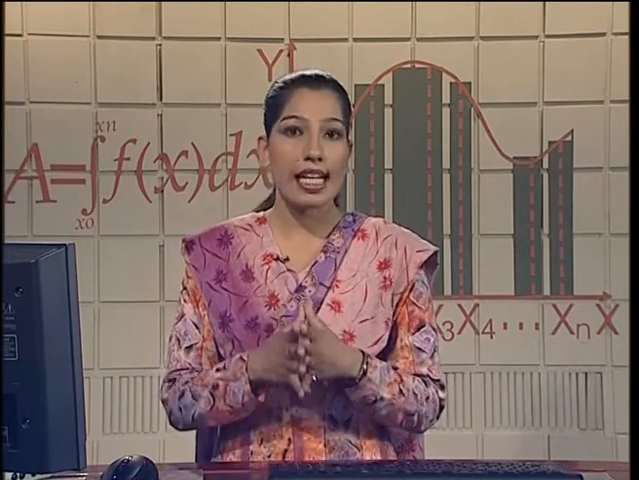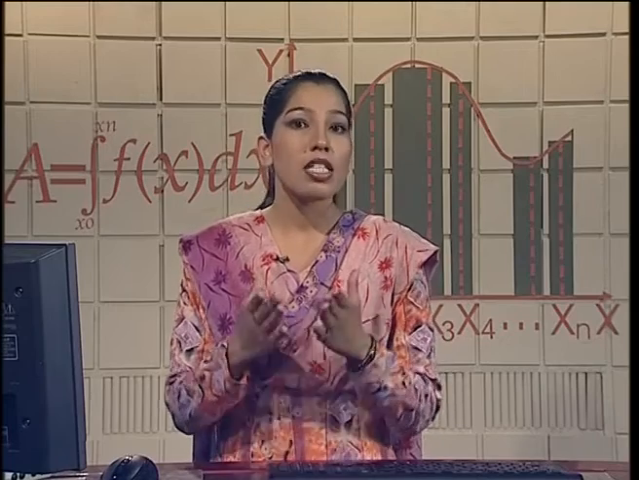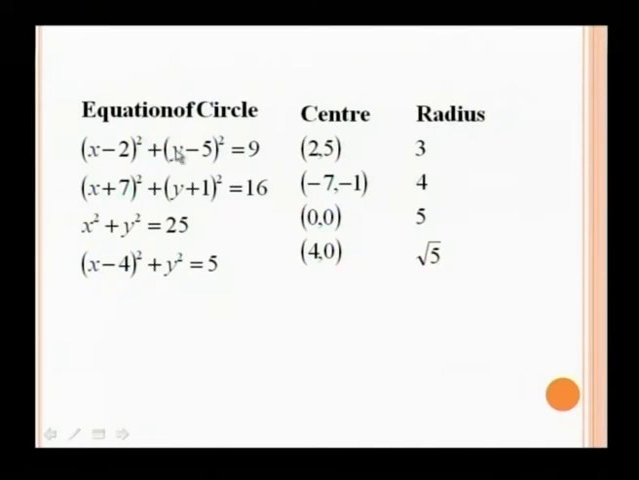Now you can see a table on the screen which is telling you about some specific equations of circles having centers and radius. If we have an equation of a circle as (x minus 2) whole square plus (y minus 5) whole square is equal to 9, it's clear from this equation that the circle is centered at 2, 5 and has radius 3.